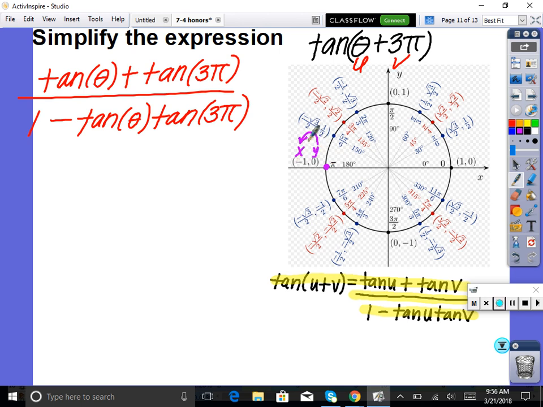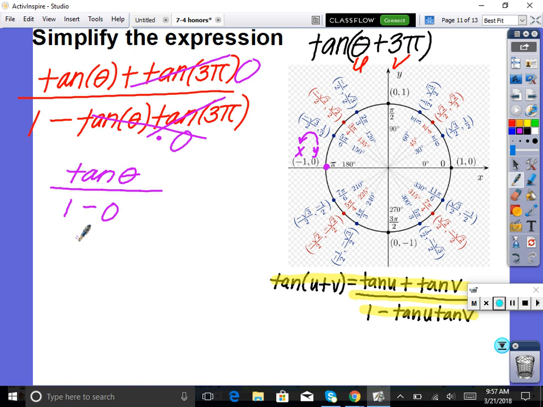y over x. So what is the tangent at 3 pi? Zero. So you're saying that became zero? And this became zero? So we had tangent of theta plus zero, which is tangent of theta. Then on bottom, we had one minus zero. This is addition. This one's zero times tangent, which is zero. So we have one minus zero. So we have tangent of theta over one, which is tangent of theta. This simplified to be tangent of theta. You got it right. Nice. Good job, guys.